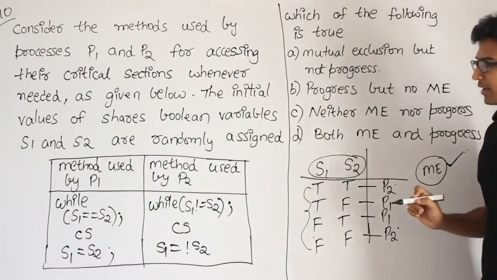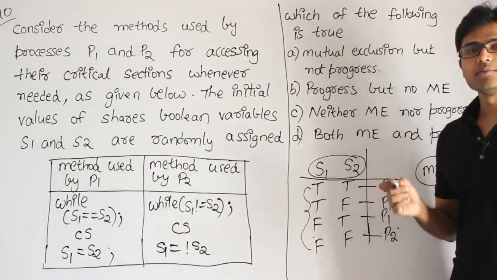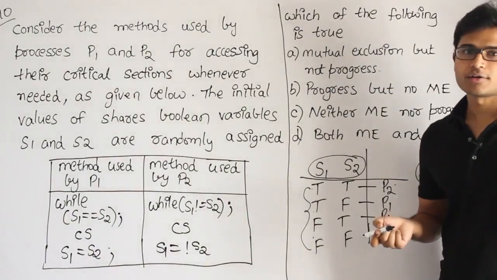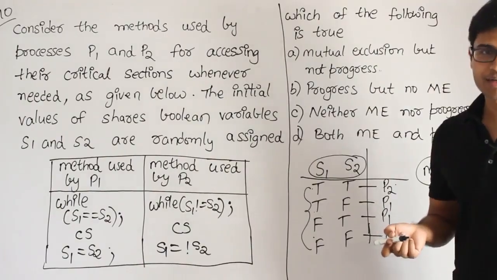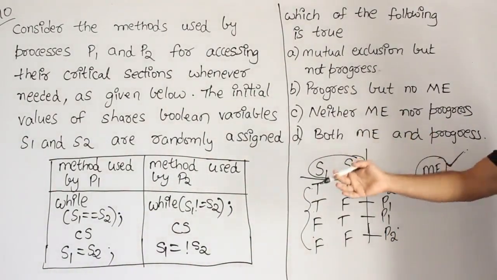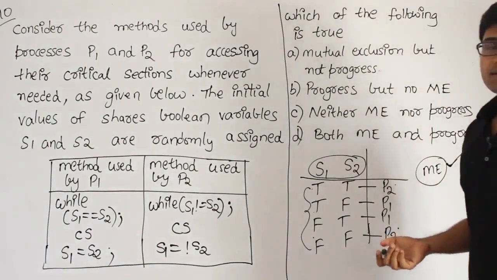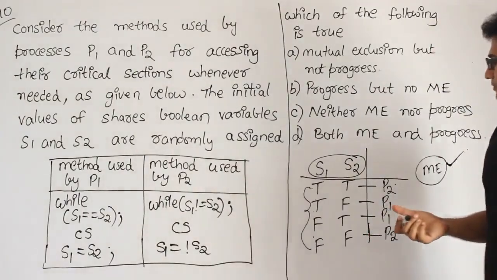Fine, that is okay. And now what about the progress? Progress is what I told you with the dog and horse. If the horse wants to eat the grass, the dog should not stop it, isn't it? Similarly here, if some process wants to enter the critical section, the other process which is not interested should not stop that process. Now let's see what happens here.